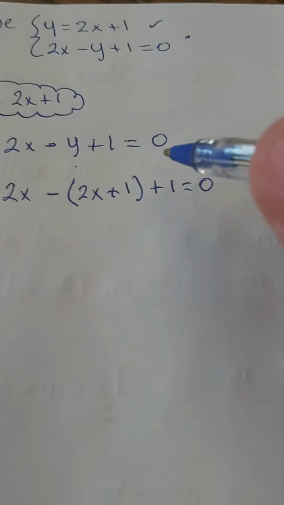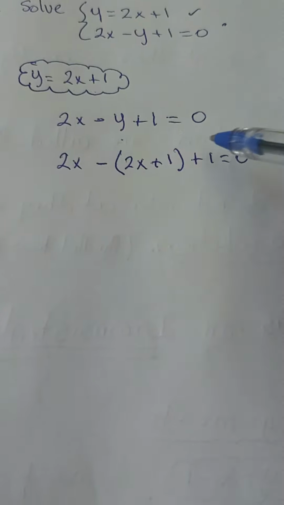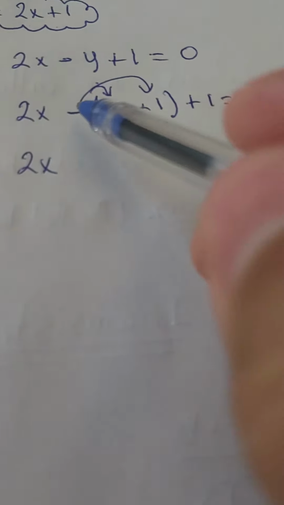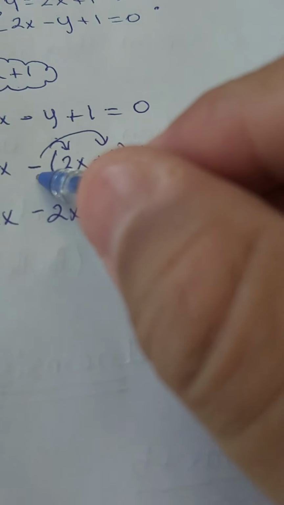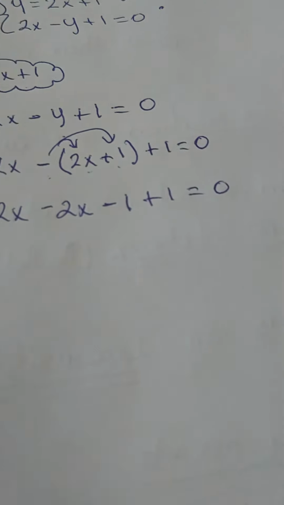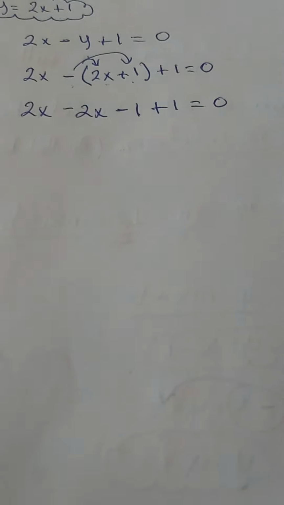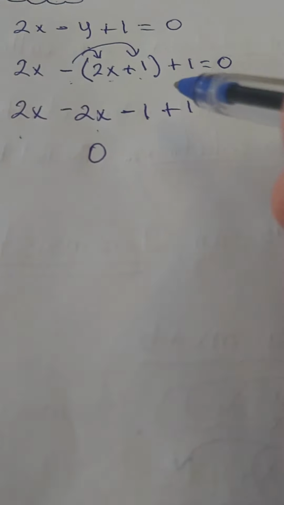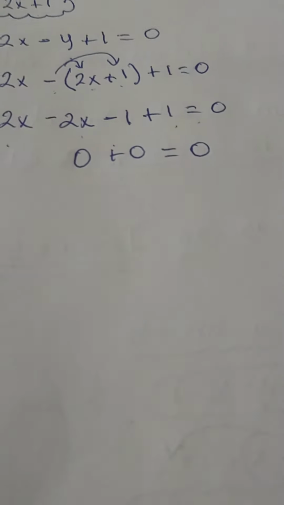Now, since this is subtraction and we have parentheses, we're going to do the distributive property. So we get 2x, negative times positive 2x, negative 2x. Negative times positive 1, negative 1, plus 1 equals 0. Now we solve. 2x minus 2x, 0. Negative 1 plus 1, plus 0 equals 0. 0 plus 0, 0 equals 0.